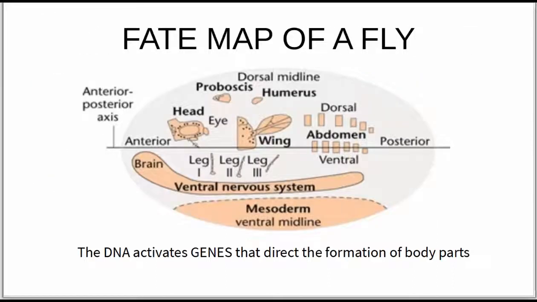Let's look at the example of a fly. The fate map of a fly that we see in this picture is a diagram that shows how the animal is formed. And you'll see that there are elements like the head, the eyes, the wing, the legs that form in different parts of the animal. Now, how does that happen? Well, that happens through the genes.